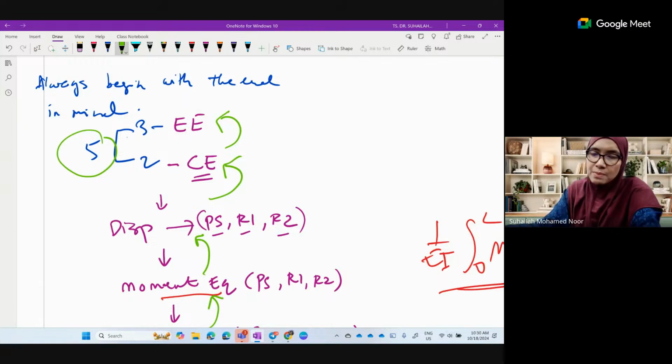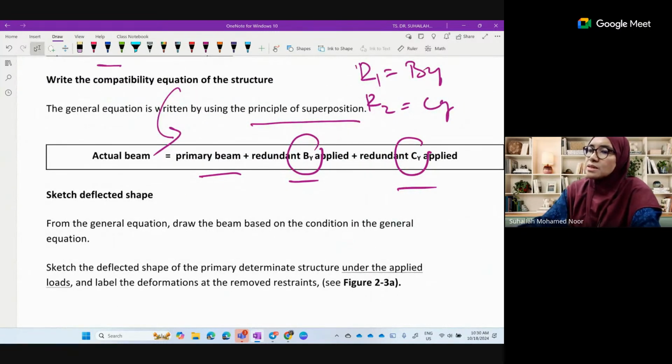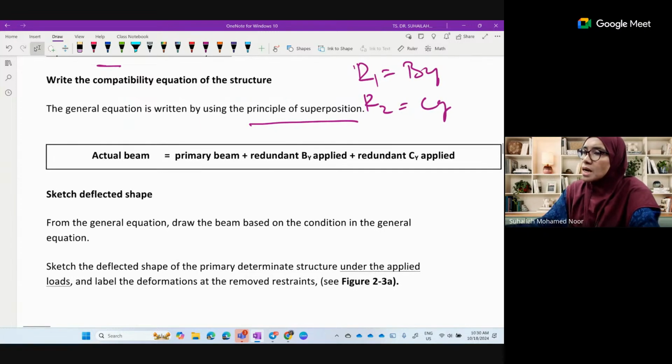By solving compatibility equation. So what is inside the compatibility equation? So this is the basic. Okay. So we will use the principle of superposition to derive the compatibility equation. So the compatibility equation will be written based on the displacement. So compatibility equation is actually all displacement. Okay, displacement in primary beam, displacement in redundant BY applied, displacement in redundant CY applied.